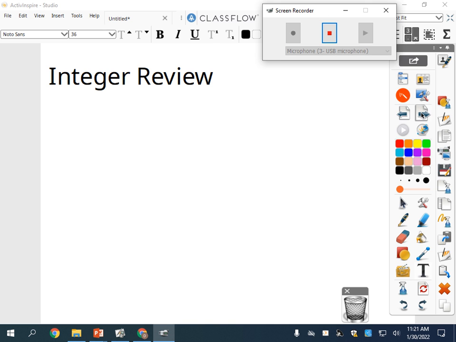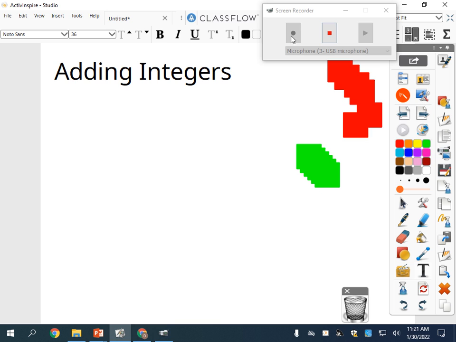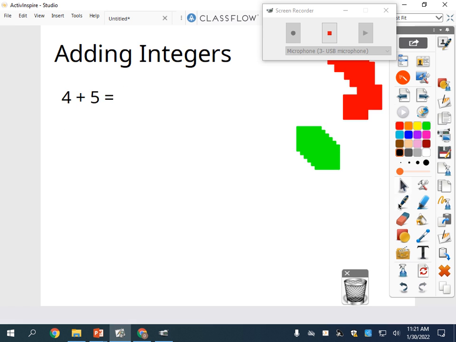To start out, we're going to talk about adding integers. I do that to make sure that you have an in-depth understanding. We're going to start with algebra tiles. So let's say that we have a problem that looks like this, and we're going to keep it simple, so just bear with the simplicity of this. This problem right here is positive 4 plus positive 5.